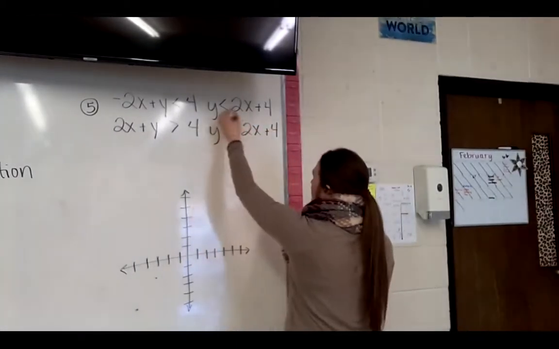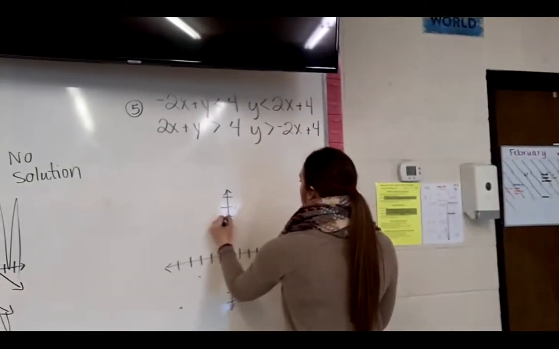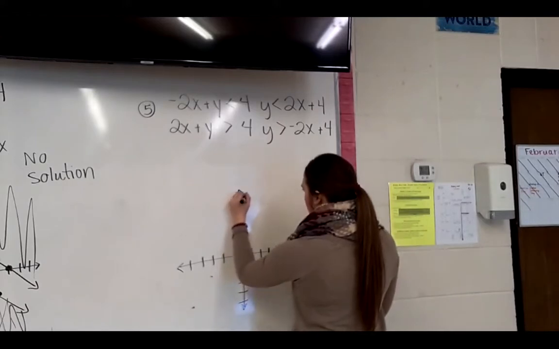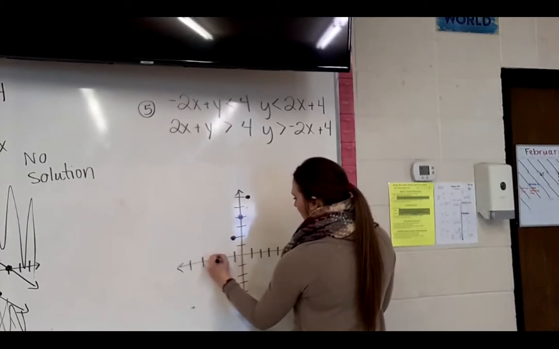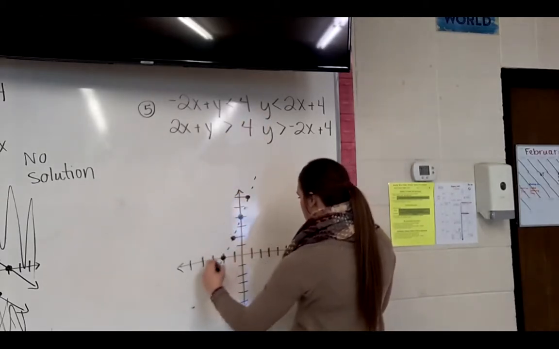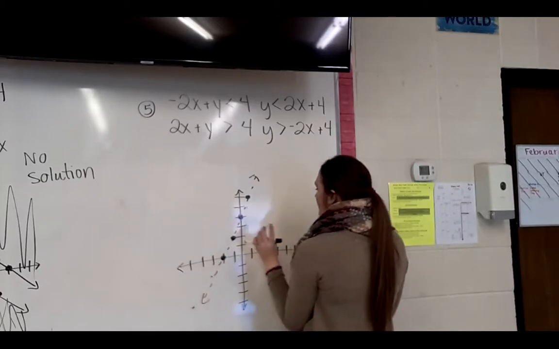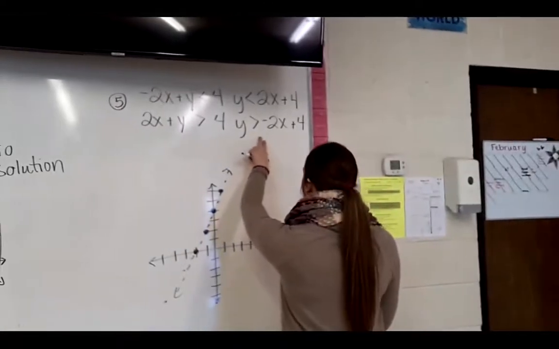So I'm going to graph these. On this first one, I go to 4, put a point. My slope is 2x, so I go up 2 over 1, or if I go the other way, down 2 left 1. And it is a dotted line. And it says y is less than. I'm going to do the less than, greater than part in just a second. So I'm going to go ahead and graph my other one.